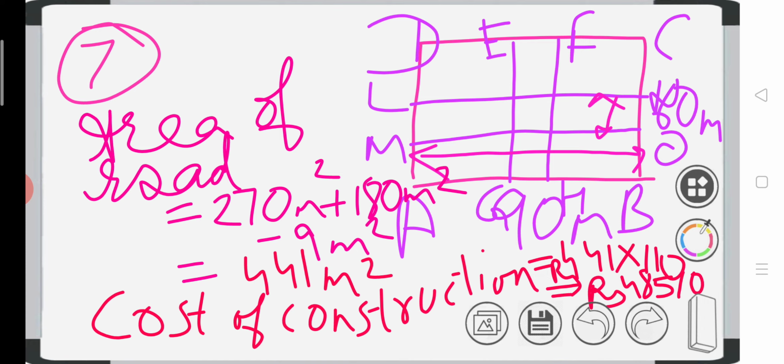Similarly, the cost of constructing 1 meter square is Rs 110. So the cost of constructing 441 meter square will be 441 into Rs 110. It will come out to be 48,510 rupees.